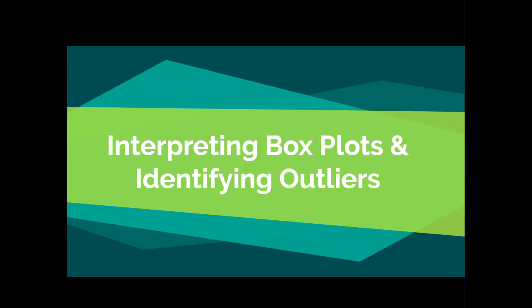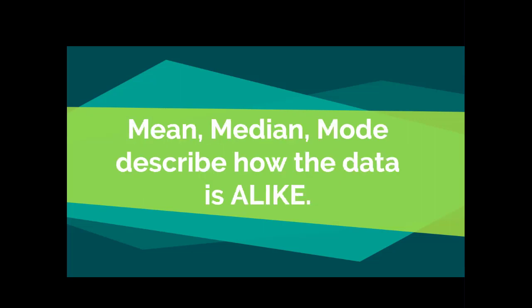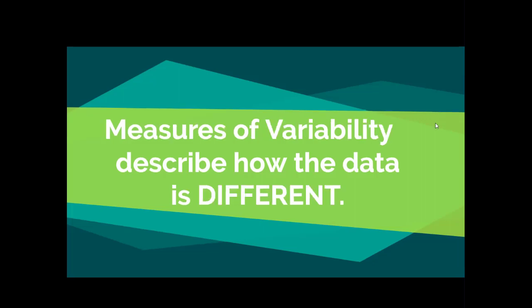But the best part is we will be continuing to interpret box plots and start to identify outliers. In the last chapter, we focused on measures of center. More specifically, we focused on mean, median, and mode. Measures of center tell us how the data is alike. This chapter, our concentration is measures of variability. And measures of variability tell us how the data is different.